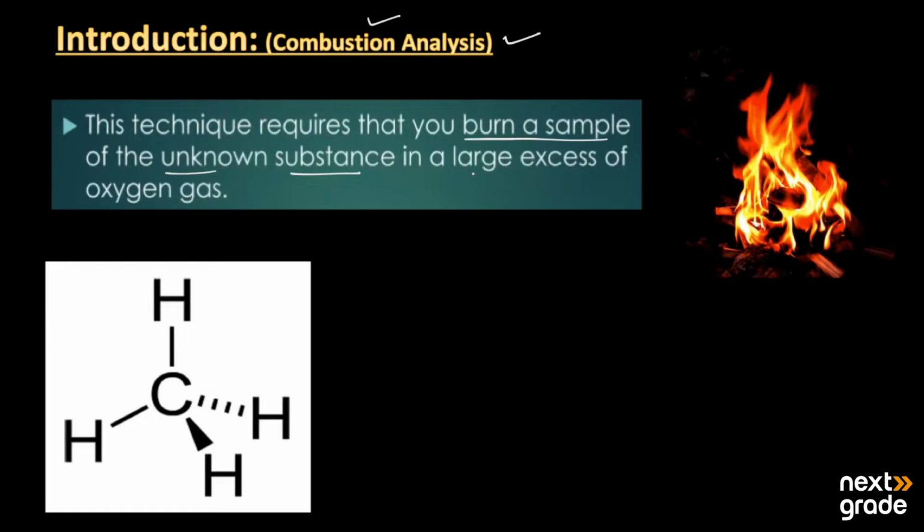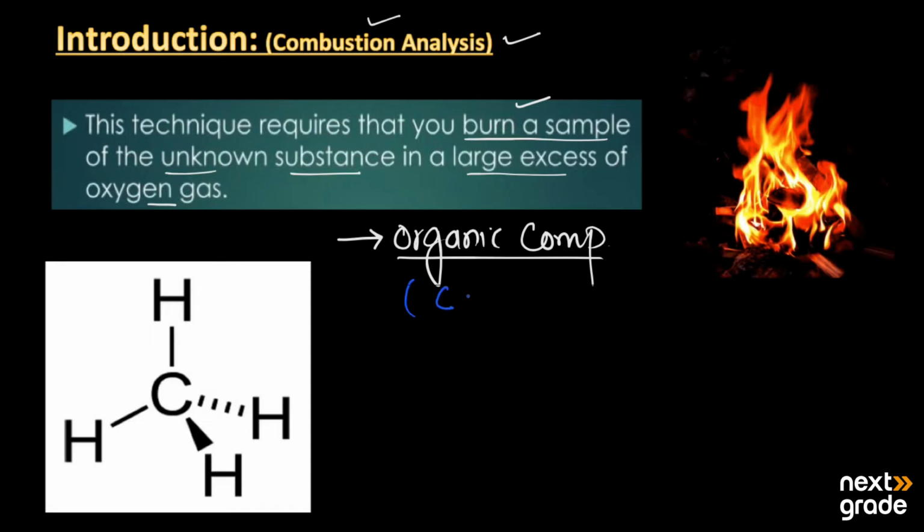For this, we need oxygen gas in large excess, and we burn the sample of the unknown substance in the presence of oxygen gas. Basically, this process can only happen for organic compounds. And what are organic compounds? The compounds that contain carbon, as well as hydrogen and oxygen, are known as organic compounds. So carbon, oxygen and hydrogen compounds can be analyzed by combustion analysis.